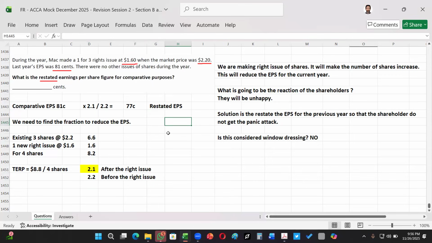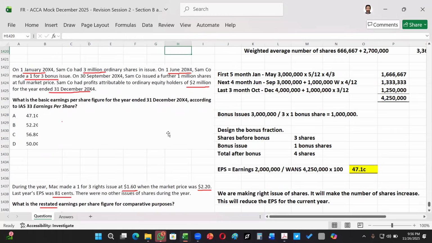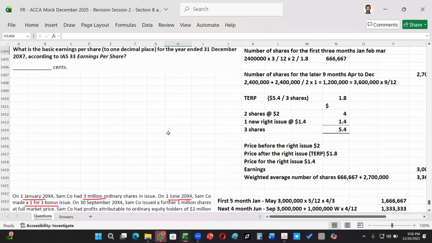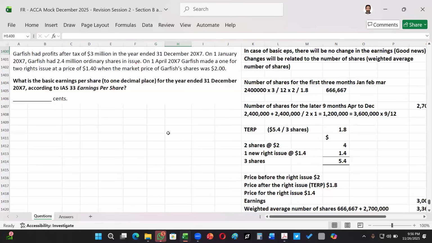Okay. In the previous questions, we have been multiplying it by the higher value. If you remember this question, we wanted to increase the number of shares in the first 3 months. So the theoretical ex-right price was 1.8 that we calculated here. So we multiplied it by 2 because the objective was to get to a higher value. Okay. So this is the important point that you need to keep in mind.